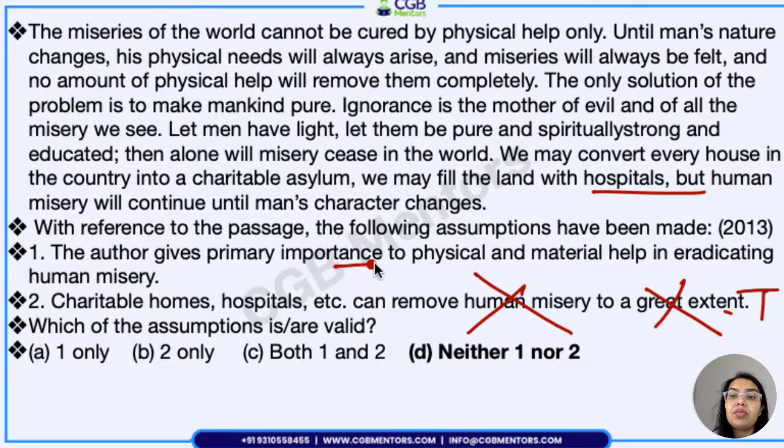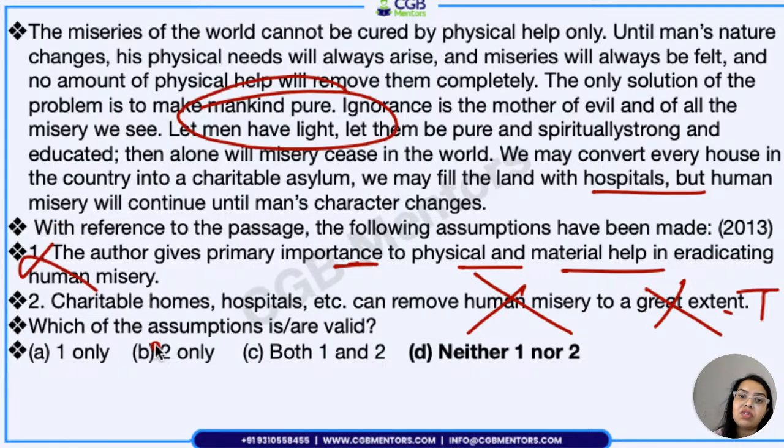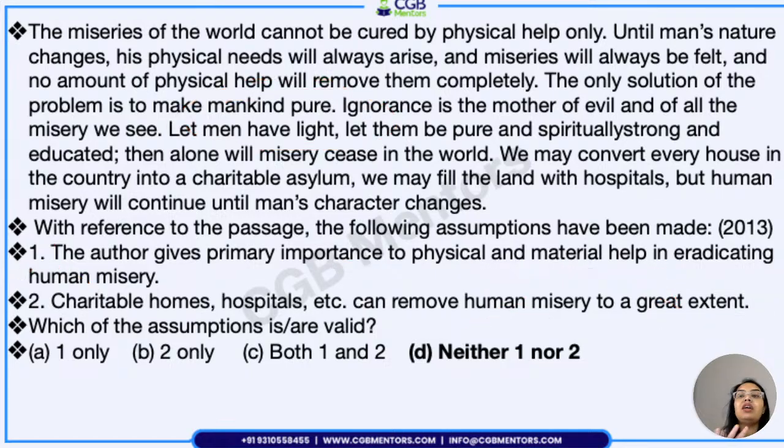The author gives importance to physical and material health? No, he is giving importance to spiritual health, making mankind pure. So the first one is also not valid, neither one nor two. So this was your answer. Okay, so we are done here.